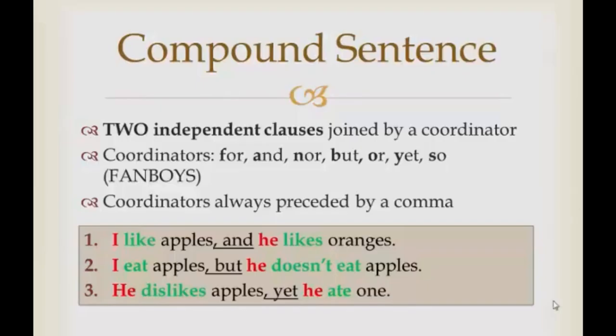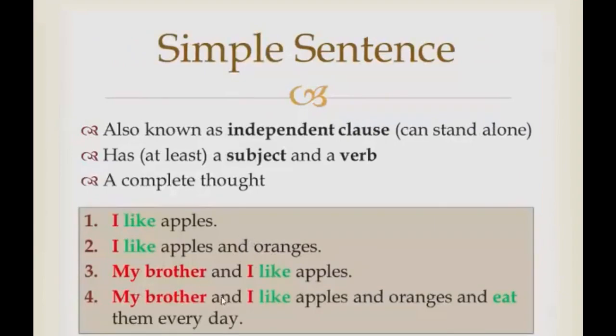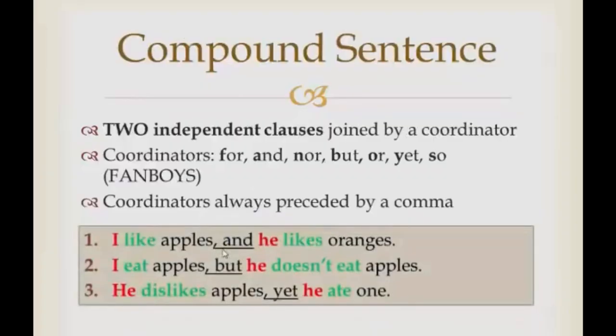Notice that we have a coordinator here, and, but is it different from this one, this and, in this simple sentence? Well, I like apples and oranges. This and is not a coordinator because oranges is not an independent clause, right? It doesn't have a subject or a verb, so this and does not work as a coordinator, and this is not a compound sentence. This, on the other hand, joins two independent clauses and therefore is a coordinator, and this makes it one single compound sentence.